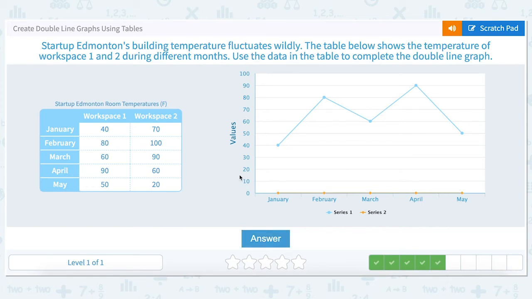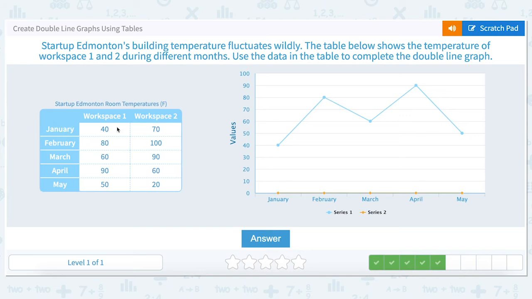Oh, it looks like we got a duplicate. Same question again, but with some different temperatures. Startup Edmonton's building temperature fluctuates wildly. The table below shows the temperature of workspace 1 and workspace 2 during different months. Use the data in the table to complete the double line graph. Same situation, but different data this time. Let's look at the temperatures and begin plotting the data.